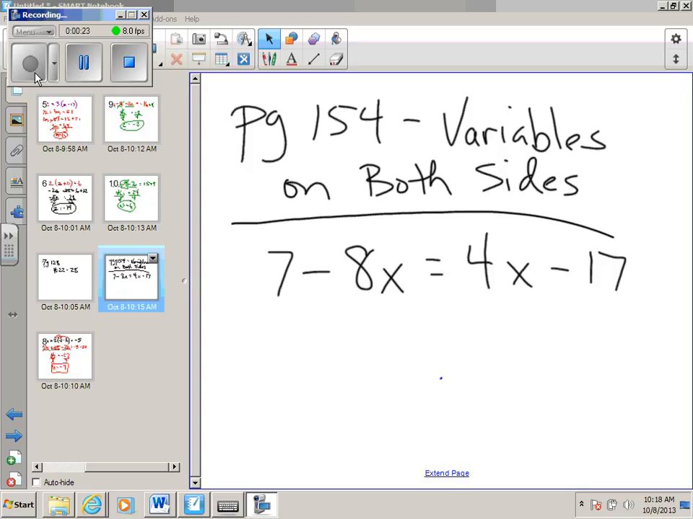Let's think it through. In order to get rid of this positive 4x on this side and bring it over there, what am I going to have to do to that positive 4x? I'll have to subtract it. What's already there? A negative 8. So if I go that route, I'm going to be working with a negative x. Are you okay with that?